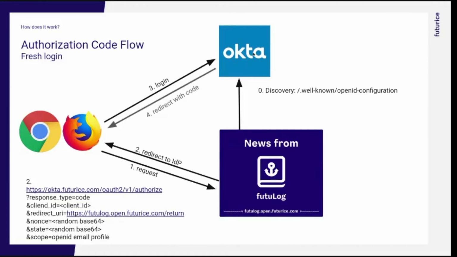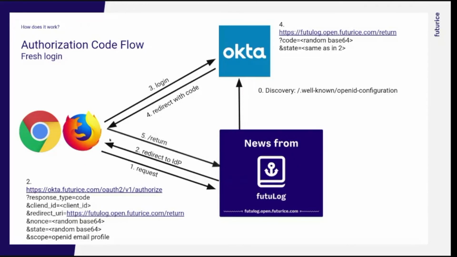Then Okta sends you back with the code, and in particular, it sends back to this redirect URI. So you go back to futuLog at that point. Code is again just some random base64 string, and state is the same as before, so that they can be connected back when doing the authentication. So this state right down here is the same as the state returned by Okta. Then the browser redirects back. So we have then this /return call from the browser.